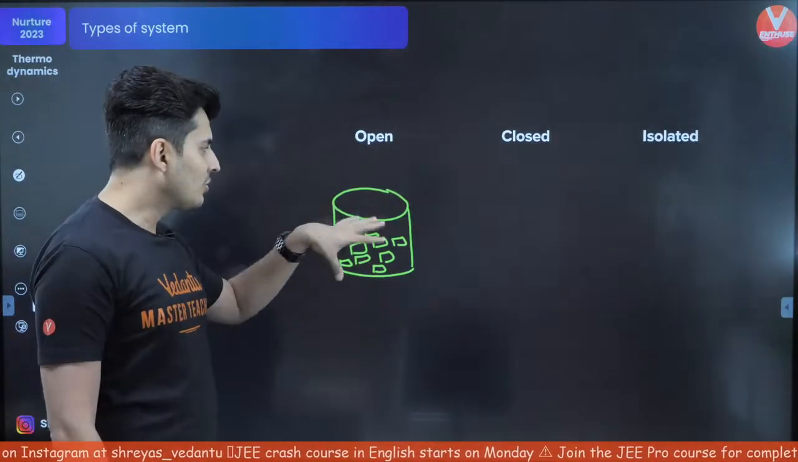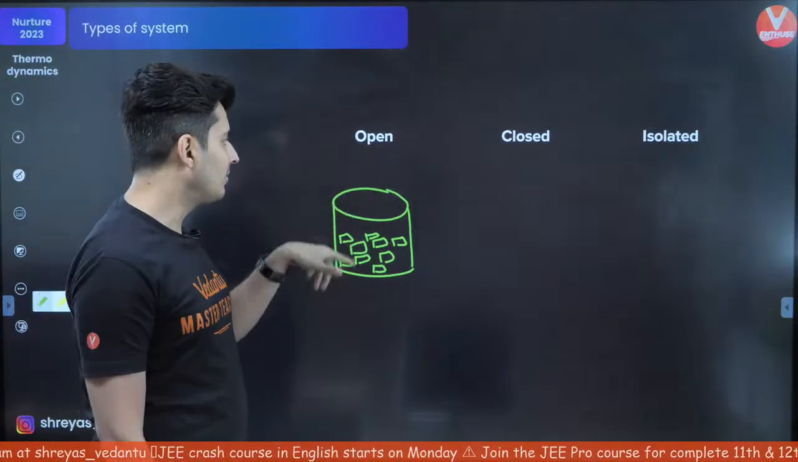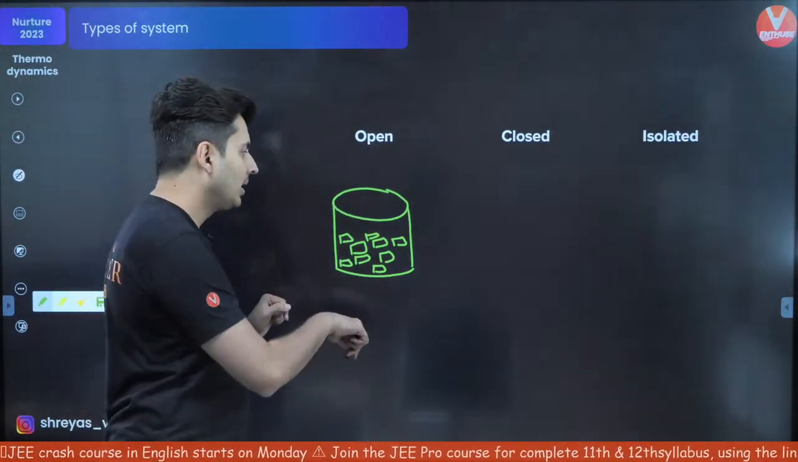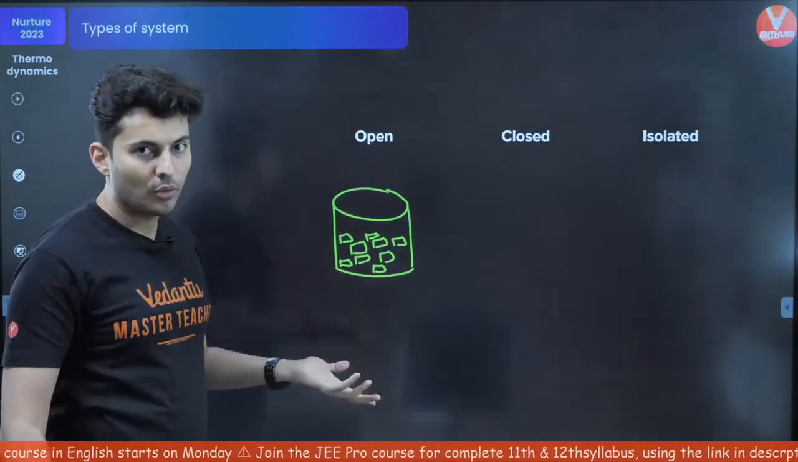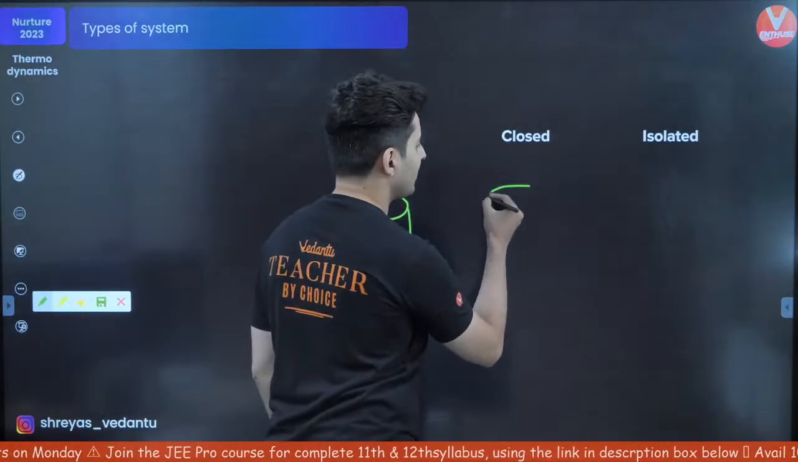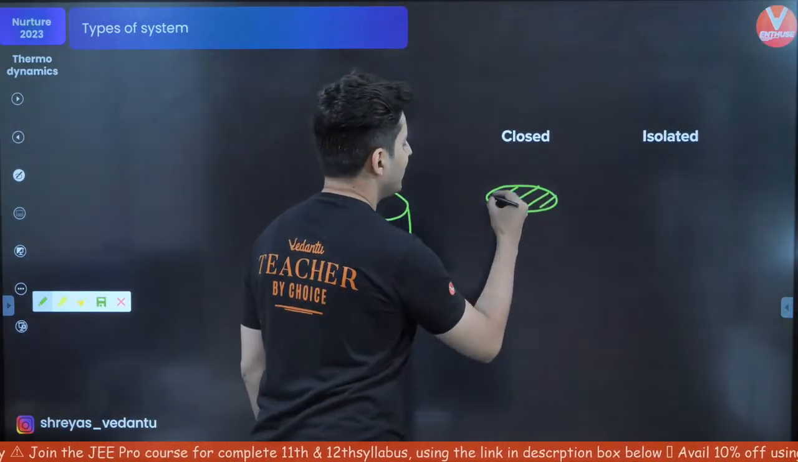Okay, you are not closing the lid. That's an open system. Air can come in, bacteria can come in, a bird can come in, a donkey can come in, a donkey can go out, dragons can fly out of this. Yeah, that's an open system. Closed system, you close it with a lid.